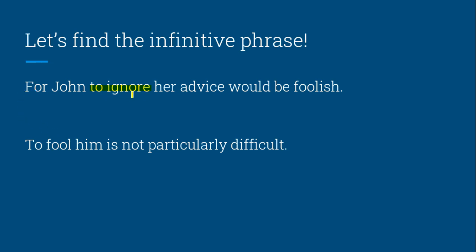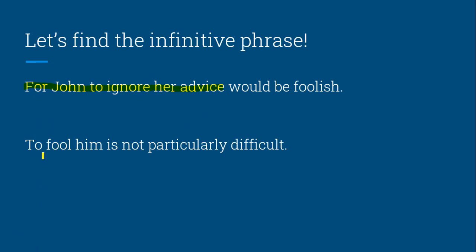Anything that comes before it when the infinitive phrase is in the subject position is going to accompany our infinitive clause. So for John is a part of our clause. And then for John to ignore her advice, we can tell that would be foolish is describing for John to ignore her advice. So this complete part here, for John to ignore her advice, is our clause.